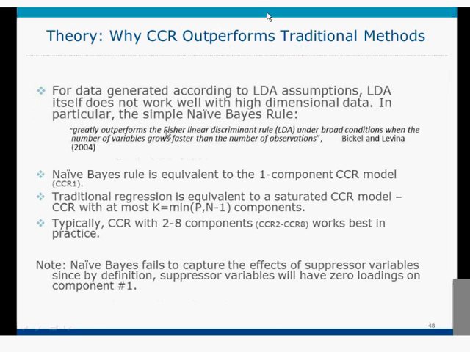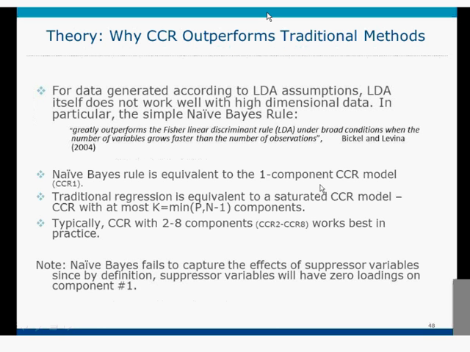In particular, the simple naive Bayes rule, which is equivalent to the one-component CCR model. So this is just a model that uses the coefficients you get from just one predictor at a time. That approach greatly outperforms the Fisher linear discriminant rule under broad conditions when the number of variables grows faster than the number of observations. Okay, so the one-component CCR model will work better.